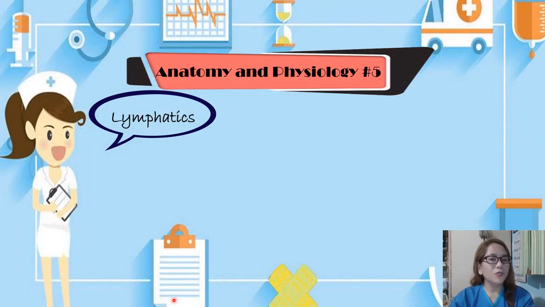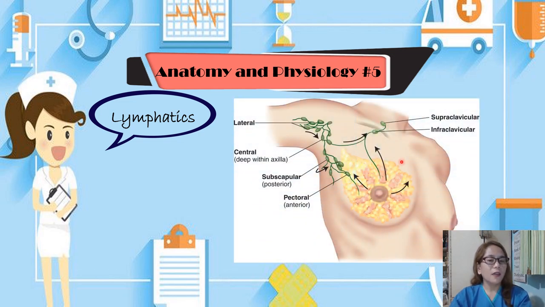Okay, moving on to the lymphatic system. Meron din nagdi-drain sa ating breast. So the lymphatic system again is part of our immune system that protects our body against illness-causing invaders, and it also removes cellular waste. In this image of the breast, there are different lymph nodes. The lymphatics from most of the breast drain towards the axilla.